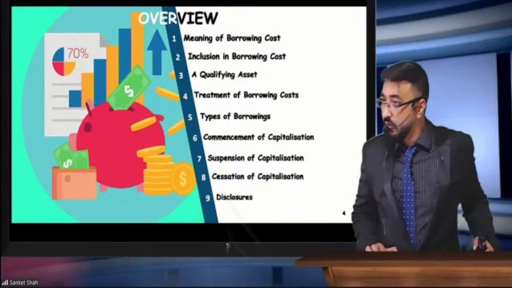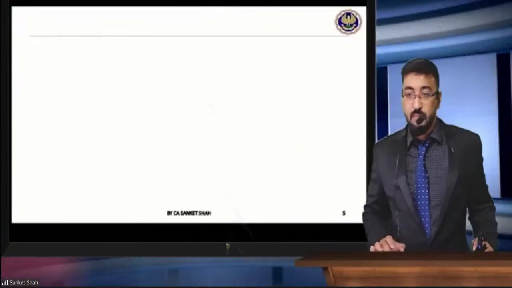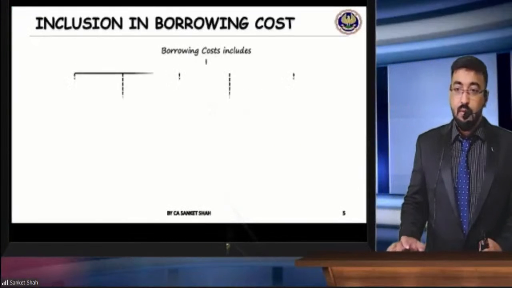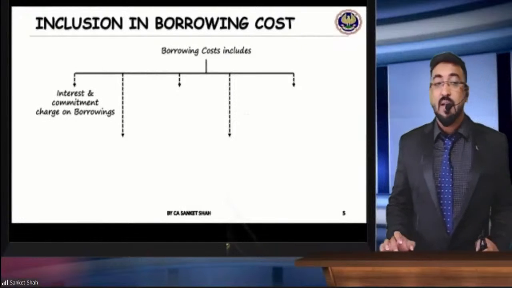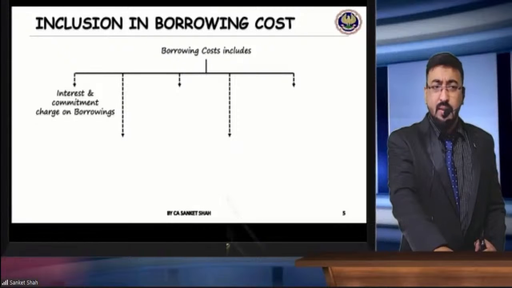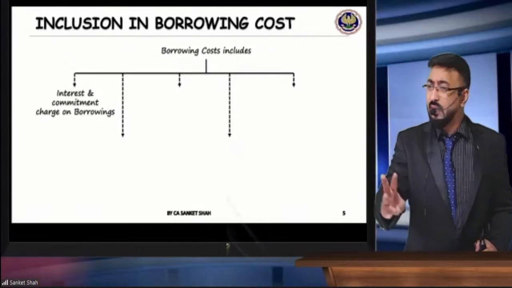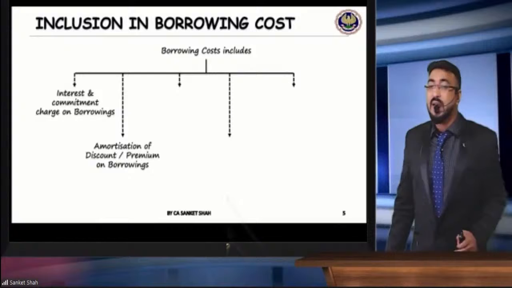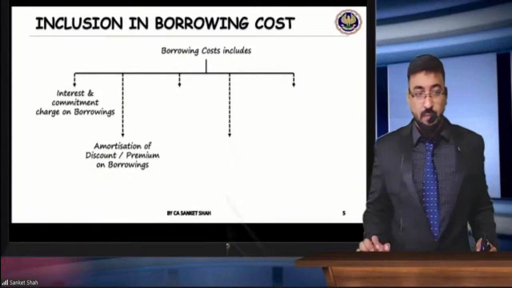Inclusion in borrowing cost. Have you written inclusion in borrowing cost? Concept number 2. Now borrowing cost is basically, we have divided, means ICAI has divided it in 5 parts. But in Ind AS, it is only in 3 parts. So interest and commitment charges on borrowing.